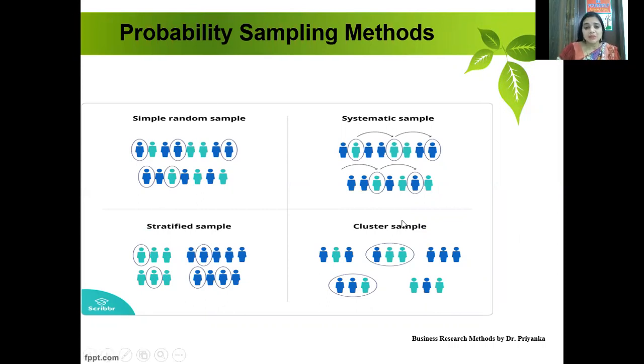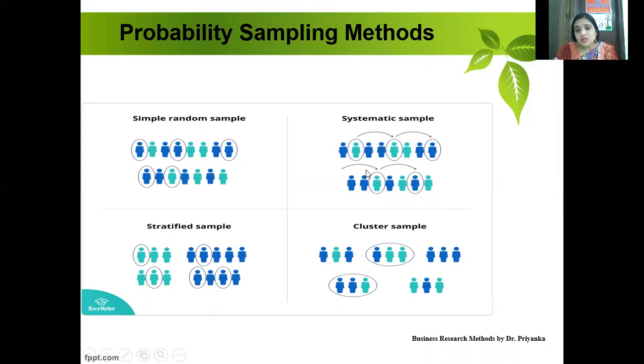Then systematic sample. We discussed some systematic sample in the last slide. What is it? It is basically choosing every nth person from the whole sample. For example, if you want to choose 100 people out of 1000 people available in the population, what will you do? You will divide total population by the number of sample required. Total population here is 1000 and sample is 100, right? 1000 divided by 100 is equal to 10. So you will be choosing every 10th person from the whole population.